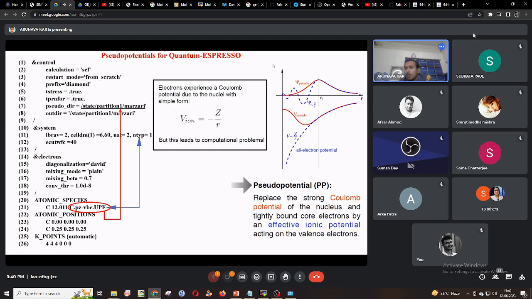So we don't need to worry about this because all these things are included in the pseudopotential file. What we need to do is just give the pseudopotential file. If we provide this, it will consider all these things and give you a result. You don't need to do anything else. You only need to provide the pseudopotential file. And this file should be in the pseudo directory. Otherwise, the system will not run because it will not find where your pseudopotential is.